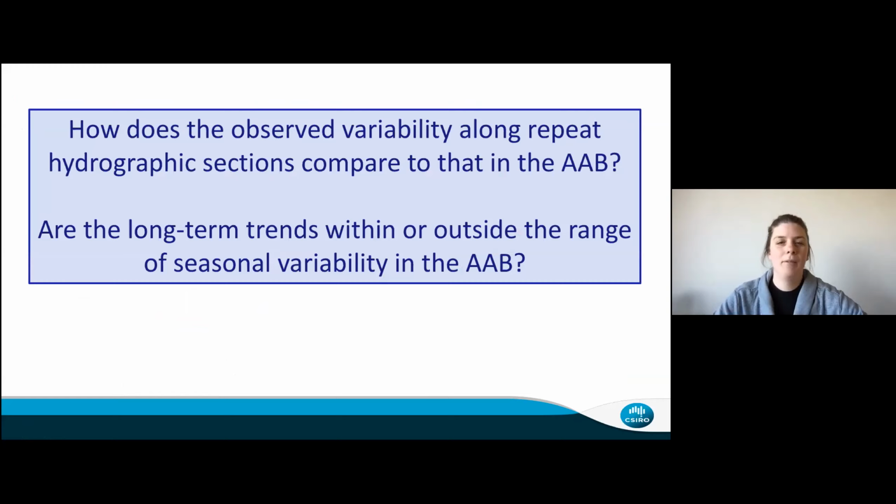So I'm going to look at the pilot array of deep Argo floats and try to answer these questions: how does the observed variability along these repeat hydrography sections compare to that in the basin as a whole? And are the long-term trends that we see, based on very limited observations, within or outside the range of even just the seasonal variability within the basin, which we've now observed for the first time?